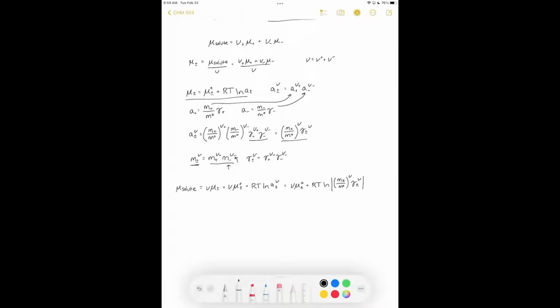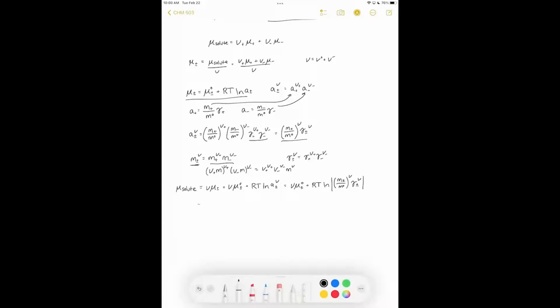So we can also say that m plus is simply equal to nu plus times the actual molality, and m minus is nu minus times the actual molality. And so putting these things together, we can have a little bit of a different expression that's just based off the overall molality of the solute and not necessarily considering the ions. And that would be nu plus raised to the nu plus, nu minus raised to the nu minus, and then we just end up with the molality raised to the nu there.